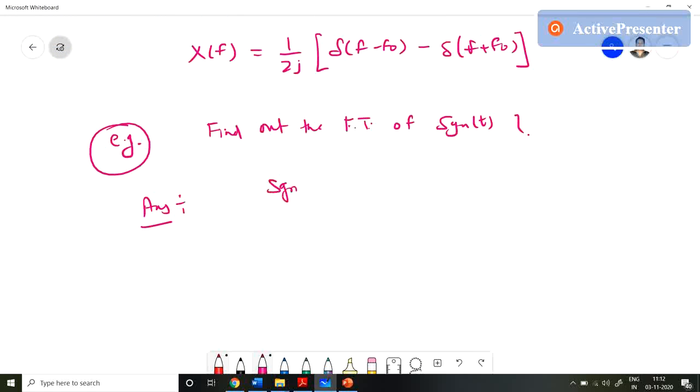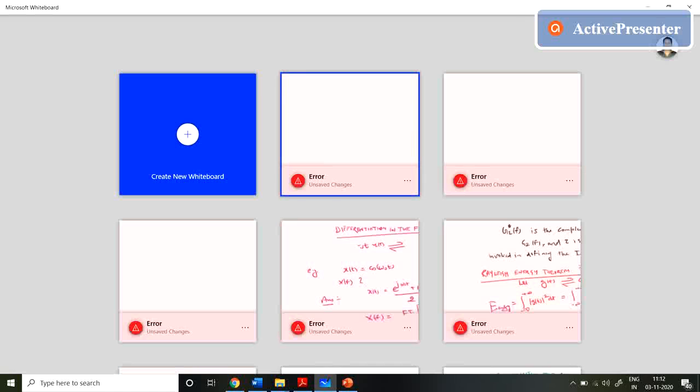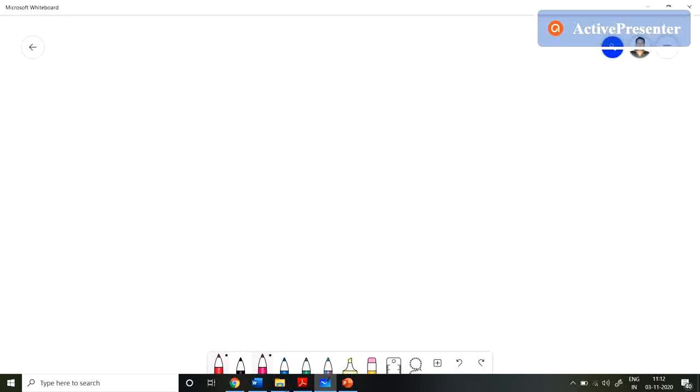The function signum t is defined as 1 when t is greater than or equal to 0, and it is minus 1 when t is less than 0. So the graph is like this. This is signum t. Here we have plus 1 when t is greater than 0 and minus 1 when t is less than 0. So this is the graph of signum t. Let us find the Fourier transform of signum t.